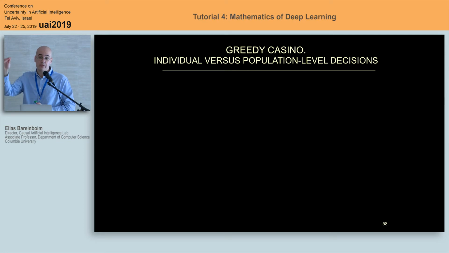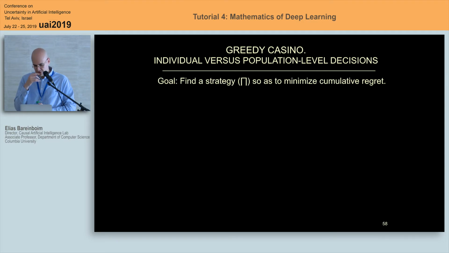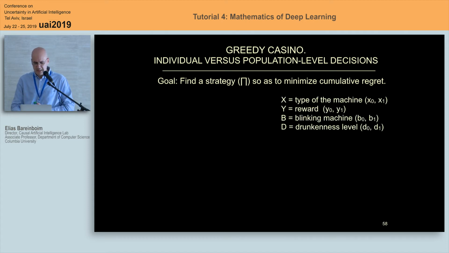The counterfactual is much closer to what could be called individual-level or unit-level causality. I'll try to convey what this means, the tension between individual and population level. The goal here would be to find a strategy pi so as to minimize the cumulative regret. The setting is the following.